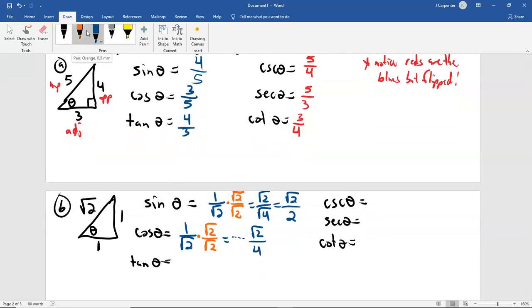For the tangent, TOA, T-O-A. Let me write that one last time. S-O-H, C-A-H, T-O-A. You'll see me write that in class for the next month or two, probably. So TOA, opposite over adjacent. This is the opposite one. This is the adjacent one. So it goes 1 over 1, which 1 divided by 1 is 1. Much simpler, that one.